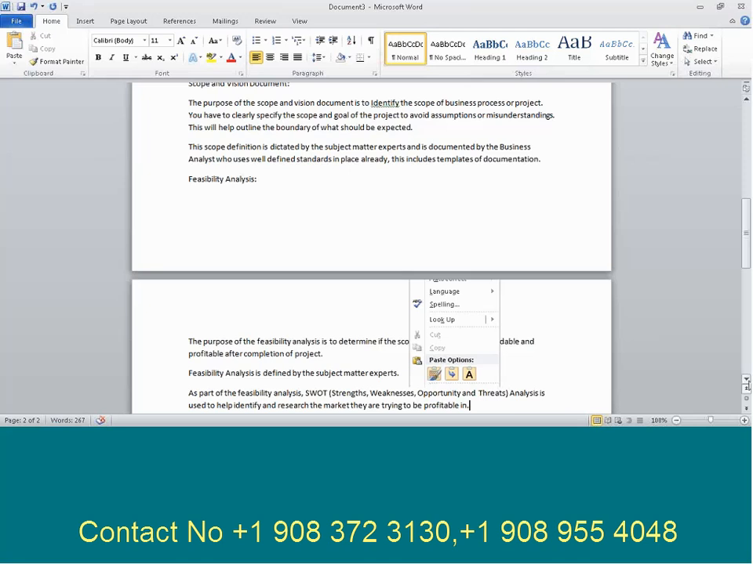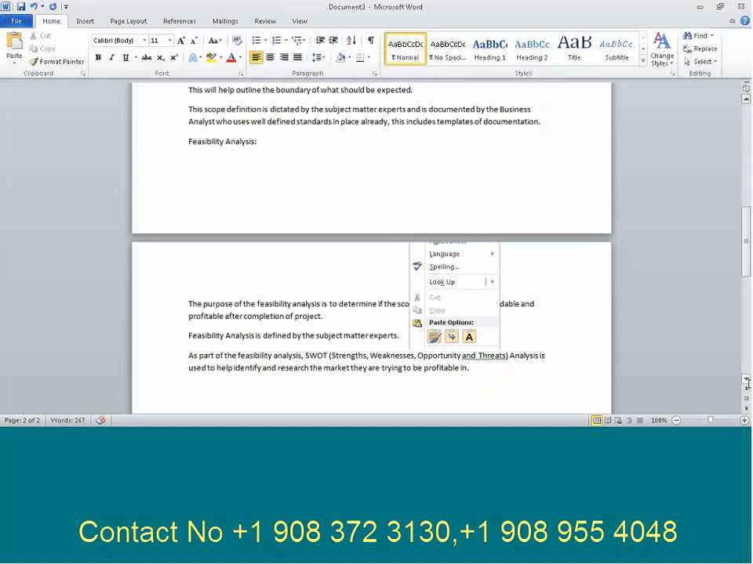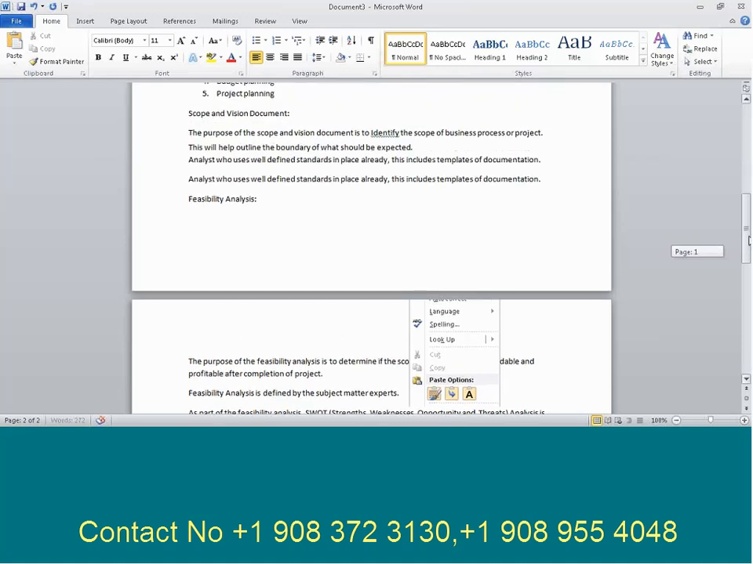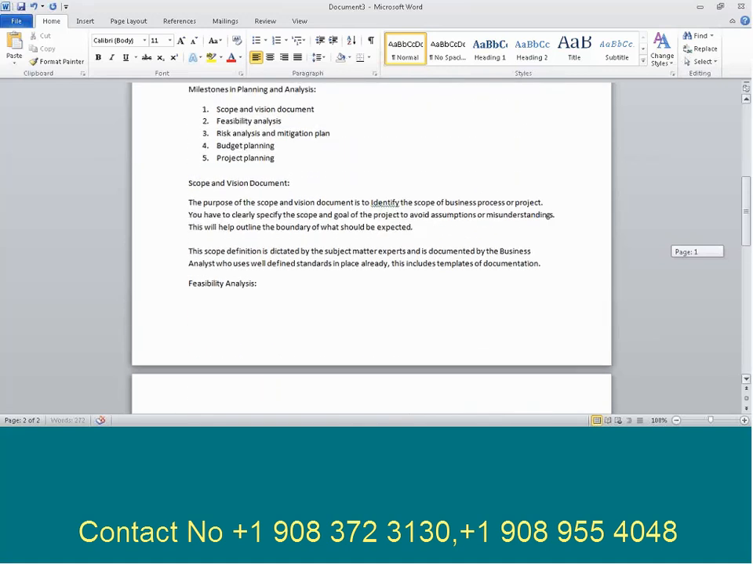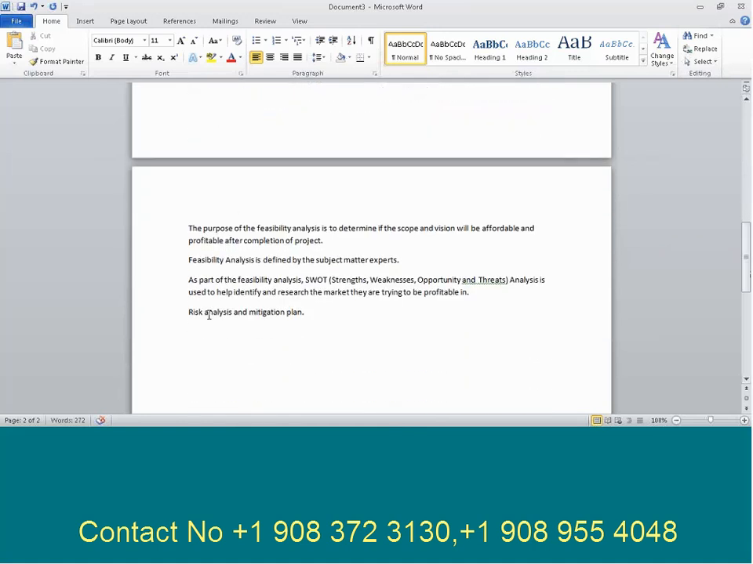All right. Now, coming to the next one, risk analysis and mitigation plan. What is risk analysis and what is the mitigation plan? So now we have also identified the scope. We have identified whether it's feasible or not. Once we are comfortable, then pretty much the next step is the risk analysis. Now we have decided that okay, fine, this is feasible. If the outcome of the feasibility analysis is negative, then the project will be halted. The process will not go to the next level.